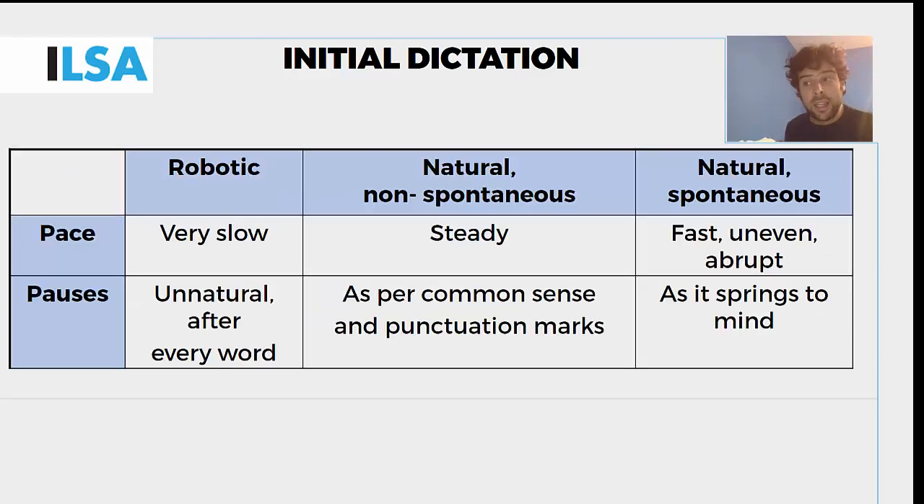And well, the final slides of this presentation compare three ways of going about pace, pauses, pronunciation, and dictation units when you speak into speech recognition software. The natural, the one in the middle, the natural non-spontaneous way is the one that we need for accurate recognition. So that's the one to look at when producing live subtitles.